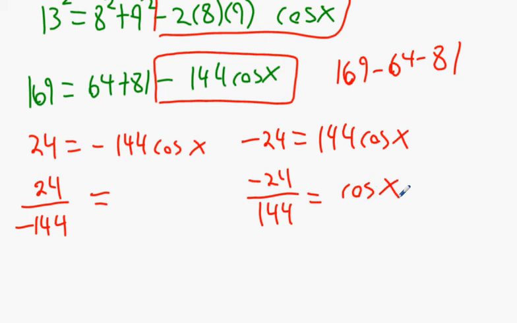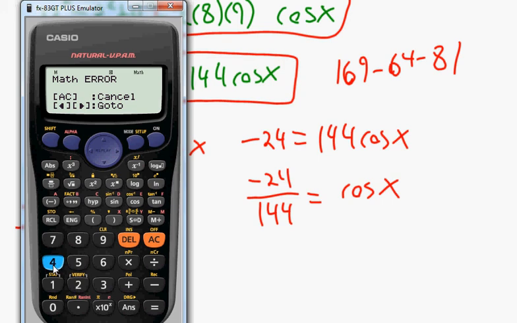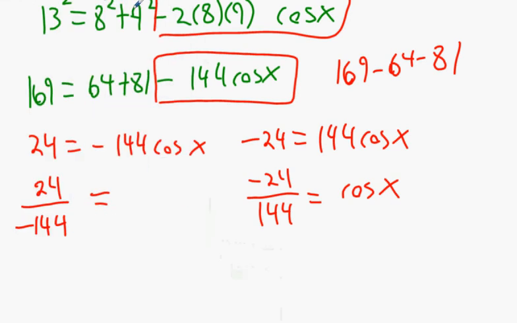Will somebody cos inverse that number there? So what is it? Minus 24 divided by 144. That's it there. Shift cos inverse. Your answer? 99.6, or 99 and a half. Okay.